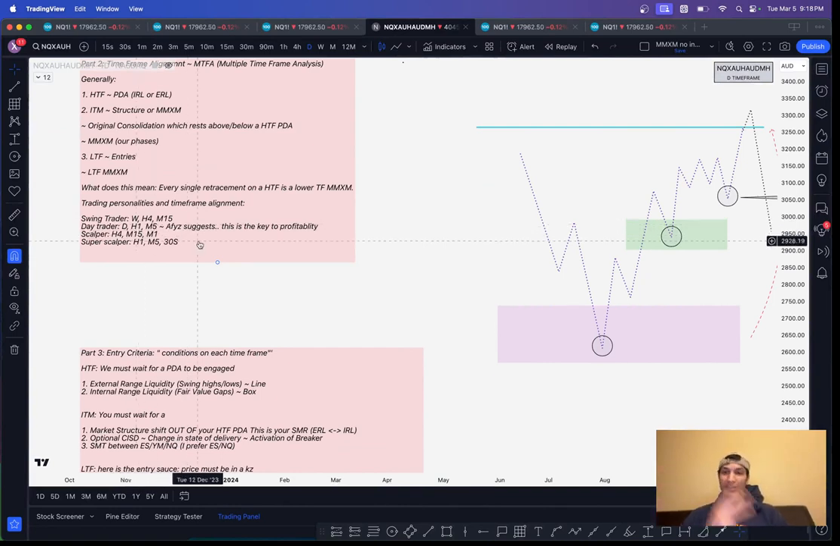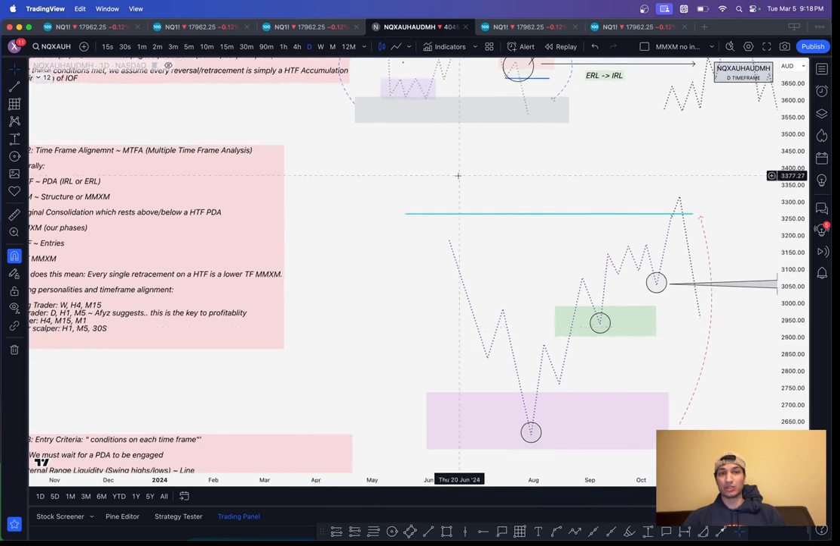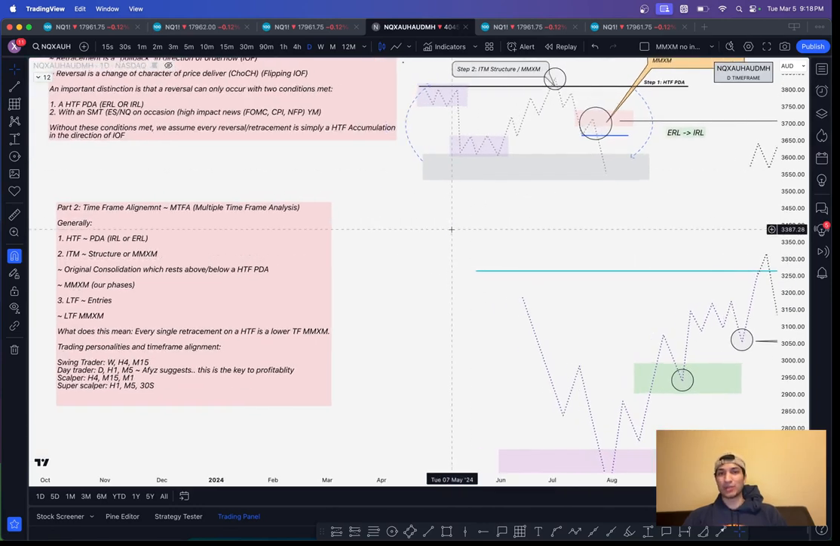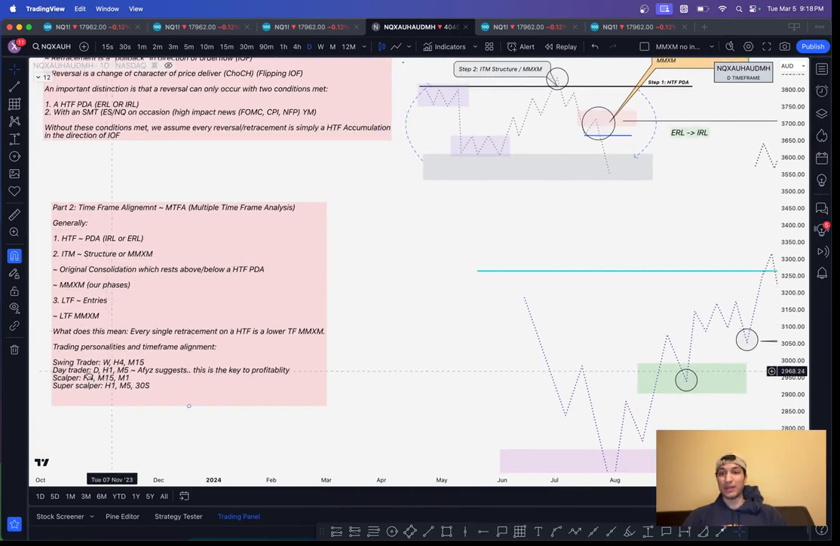If you want to be a swing trader, you're going to use 3 time frames: the weekly as your higher time frame, the 4-hour as your intermediate time frame, your structure, and then the 15-minute for your entries. So you're going to be taking 15-minute little retracement market maker models within this 4-hour structure. The exact same argument is going to be applied on 3 other time frames depending on your personality.